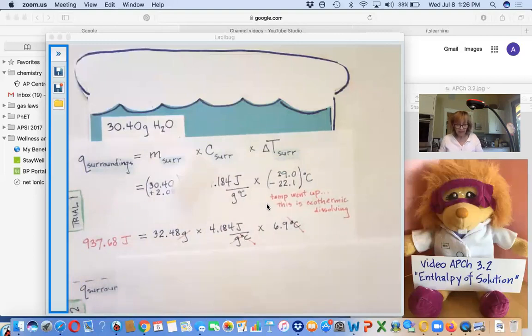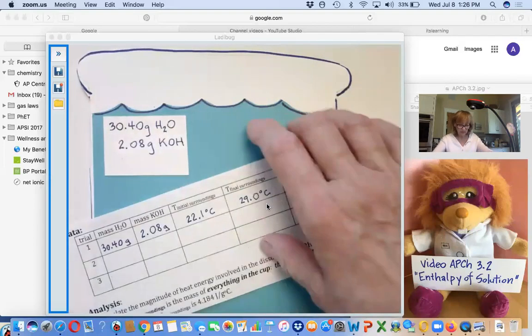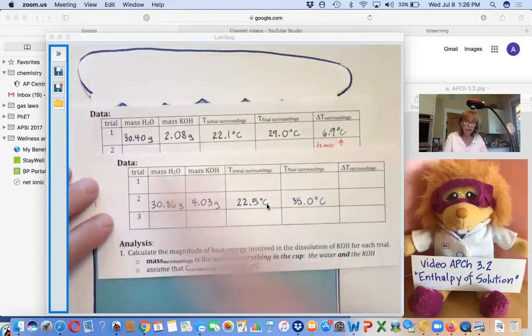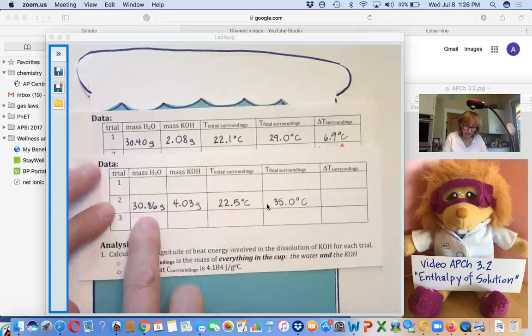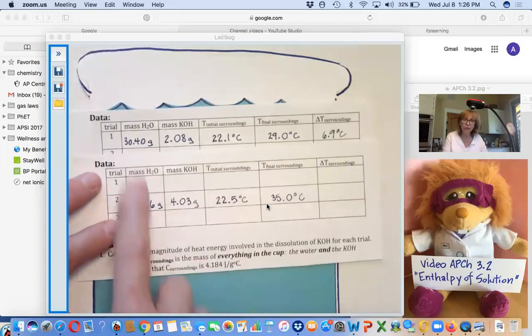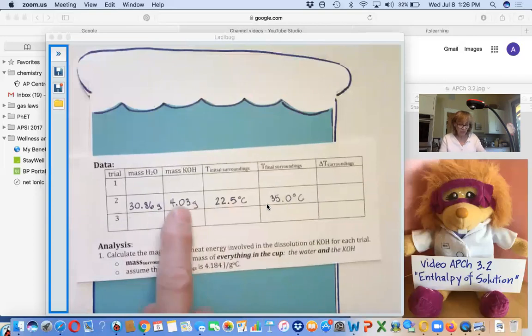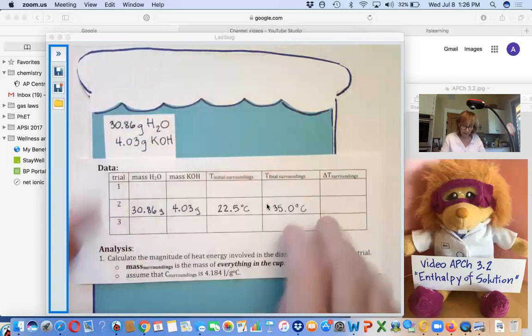All right, now we are asked to run a second trial. And in our second trial, we're going to use the same volume of water. Okay, but this time its mass is a little bit different. Okay, I'm shooting for 30 milliliters. I'm not exact. And then I'm virtually doubling the amount of potassium hydroxide. So this time in my beaker, I've got water, potassium hydroxide.